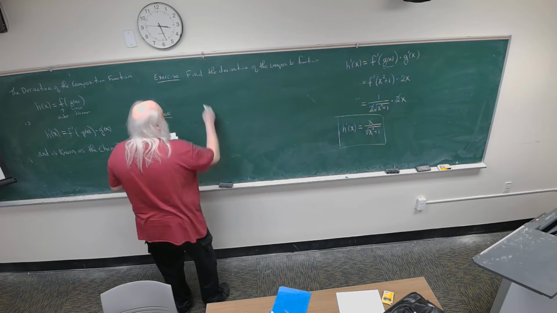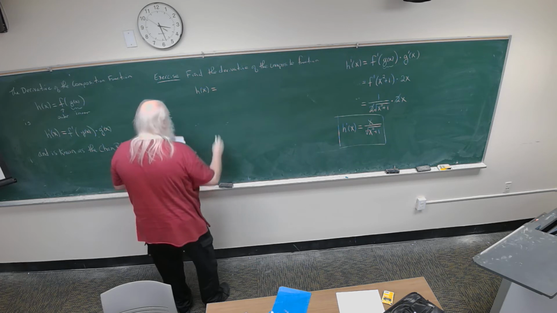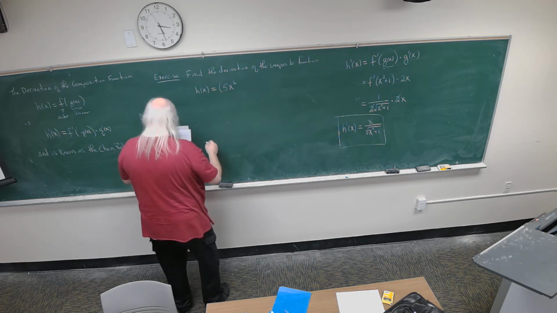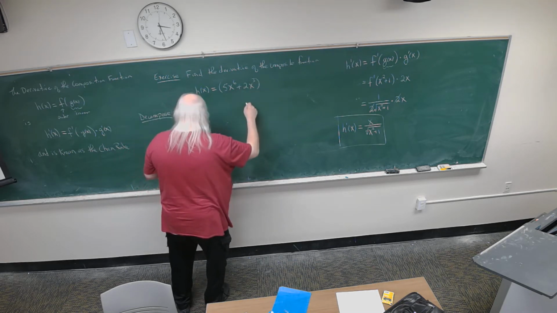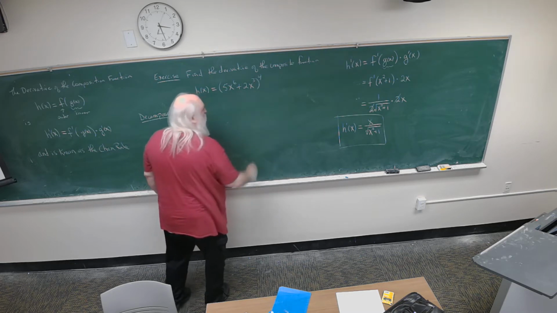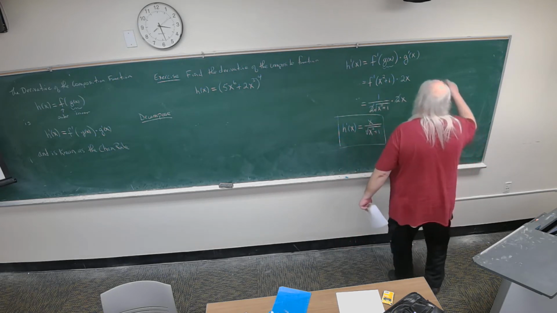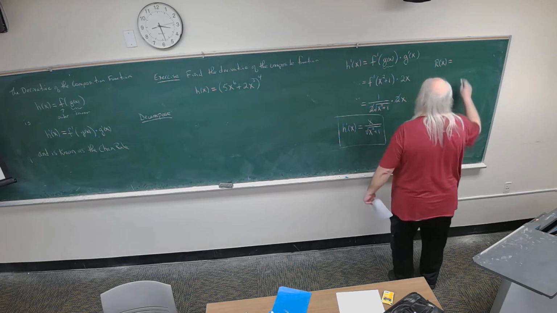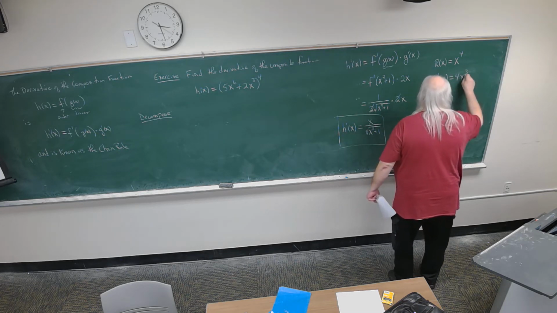Let's find the derivative of the composite function h of x is equal to 5x to the 6th plus 2x cubed raised to the 4th power. Now again, right back in section 3.1, if I had the function r of x is equal to x to the 4th power, we know by the power rule that derivative is equal to 4x cubed.